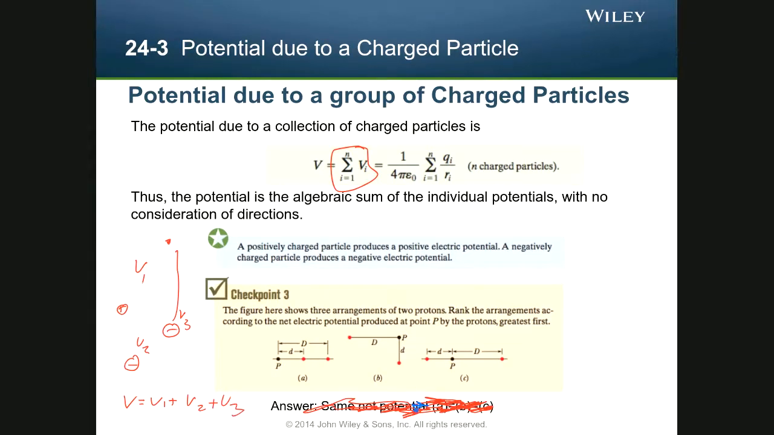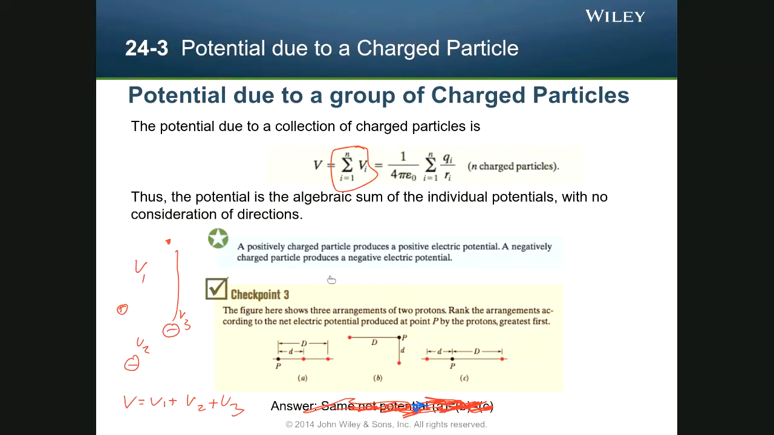All right, V equals V1 plus V2 plus V3. So let's look at this checkpoint here. The figure shows three arrangements of two protons. We want to rank the arrangements according to the net electric potential at point P, greatest first. Now, this is actually kind of interesting. We're not looking at field, we're looking at the potential. And when you look at things term by term, you don't care about the other terms. When you're looking at the proton here, you don't care about the one in the middle. And it becomes very clear that they are all the same.